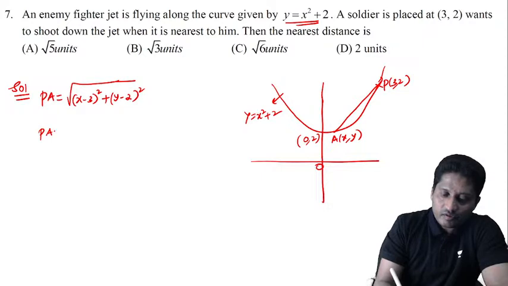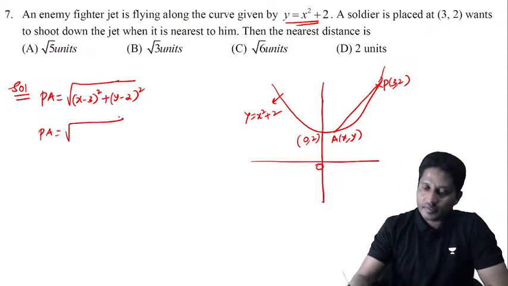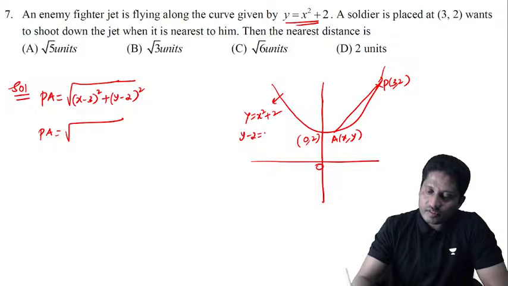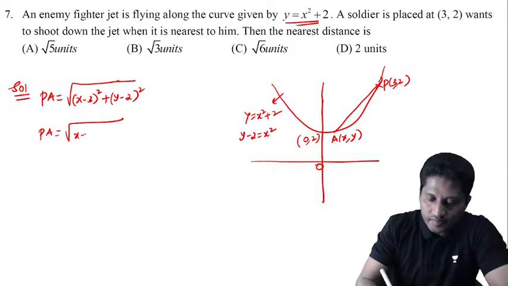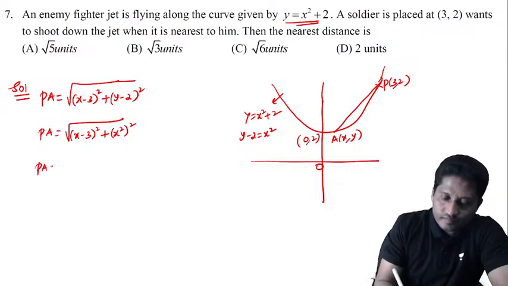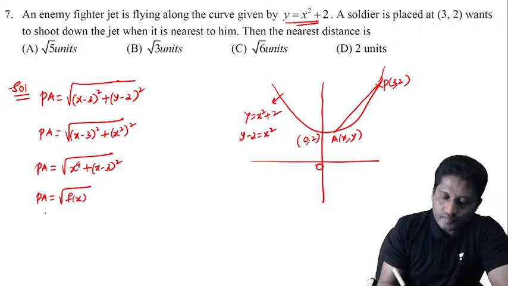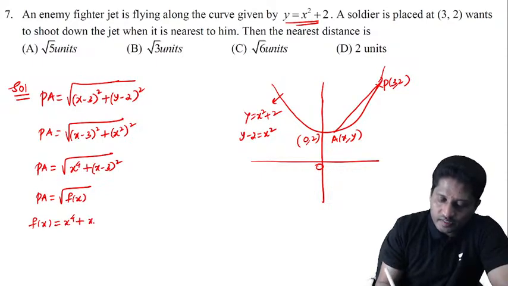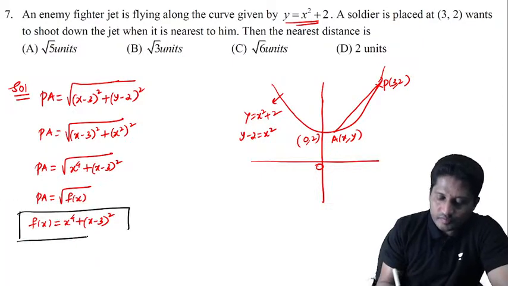Now, maximum minima should be done in terms of one variable only. From this I can write y minus 2 is equal to x square. So (x minus 3) the whole square plus y minus 2 equals x square, so this becomes (x square) the whole square. PA is equal to root of x power 4 plus (x minus 3) the whole square. Now PA is equal to root of f of x, where f(x) is equal to x to the power of 4 plus (x minus 3) the whole square. Now let us use maximum minimum for this.